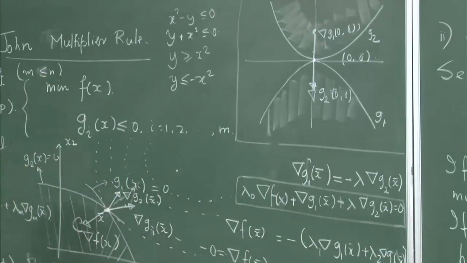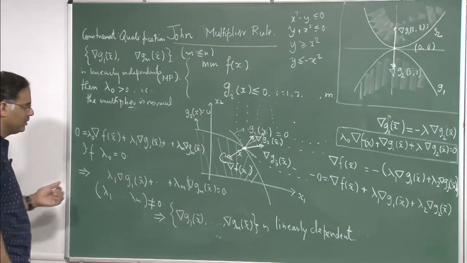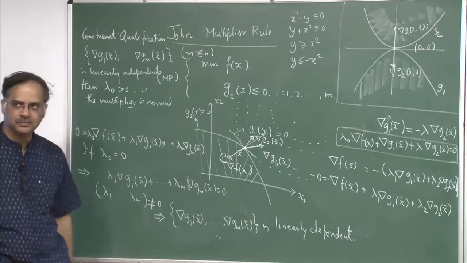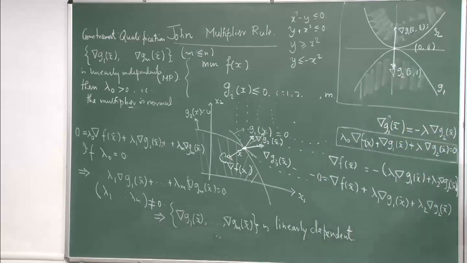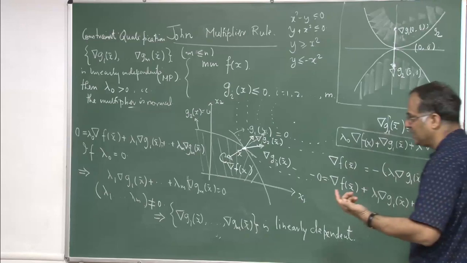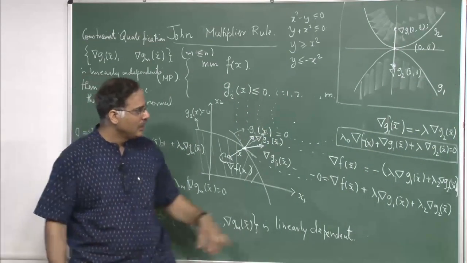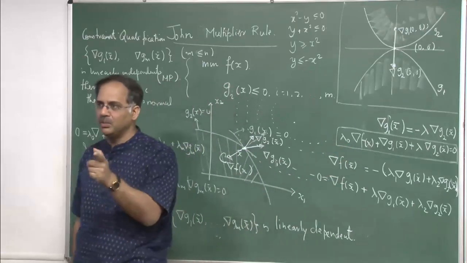See, what a constraint qualification does is that it tells you that the multiplier can never be abnormal. But in the pathological situation, the thing is much more interesting, I would say, in some sense. In the pathological situation, it is very difficult to say whether the multipliers would be normal or abnormal.